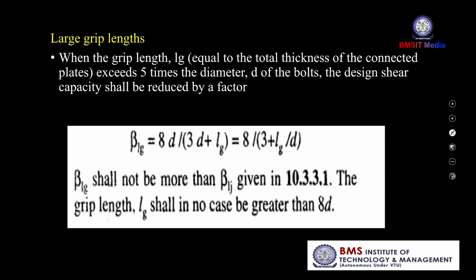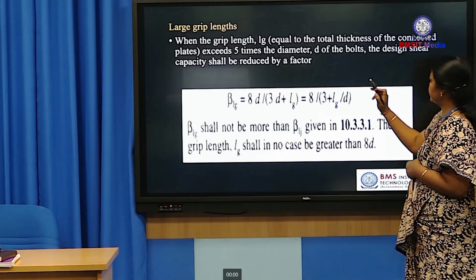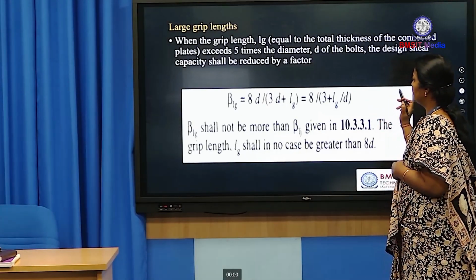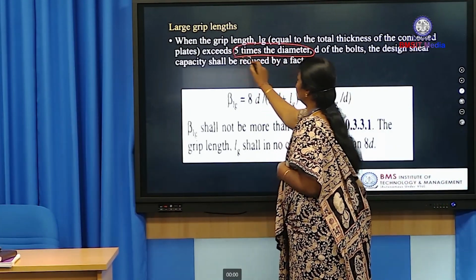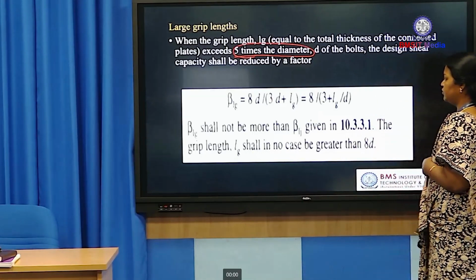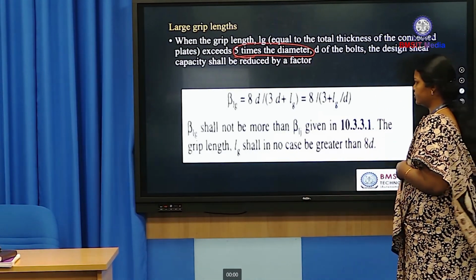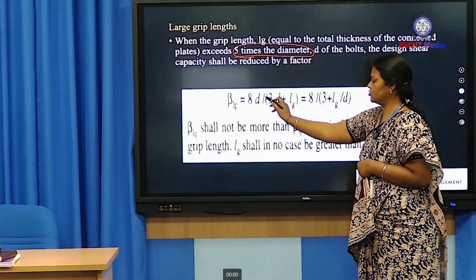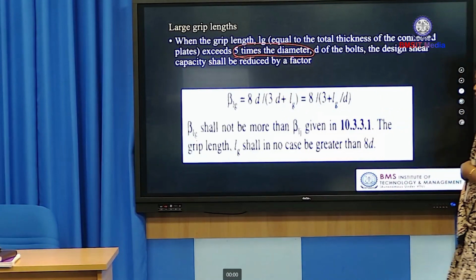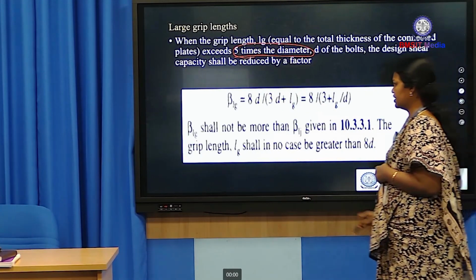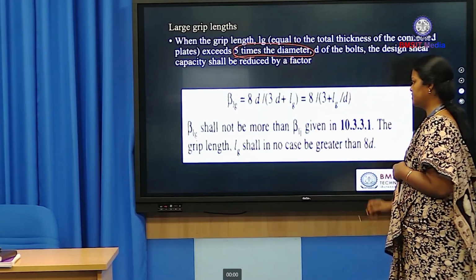Next, coming to the second reduction factor, that is large grip length. Already we have seen the grip length in the first slide, the symbol is Lg. Here, if the grip length exceeds 5 times the diameter, we have to introduce one more factor, that is beta Lg. This is the formula: 8D, nominal diameter of the bolt, divided by 3D plus Lg. This beta Lg shall not be more than beta Lj, we have to check this also.